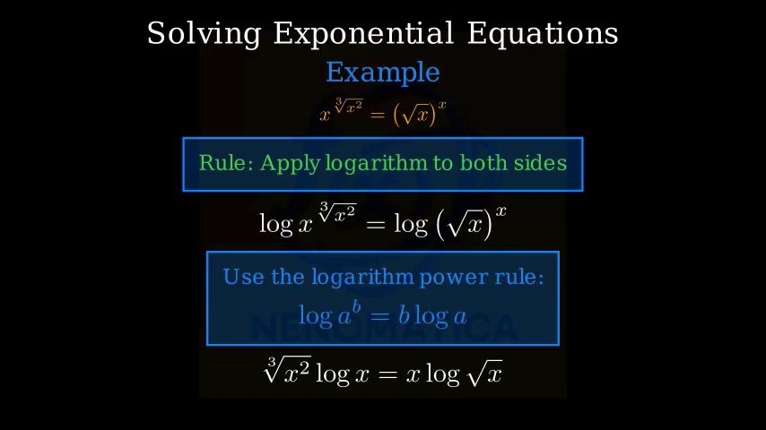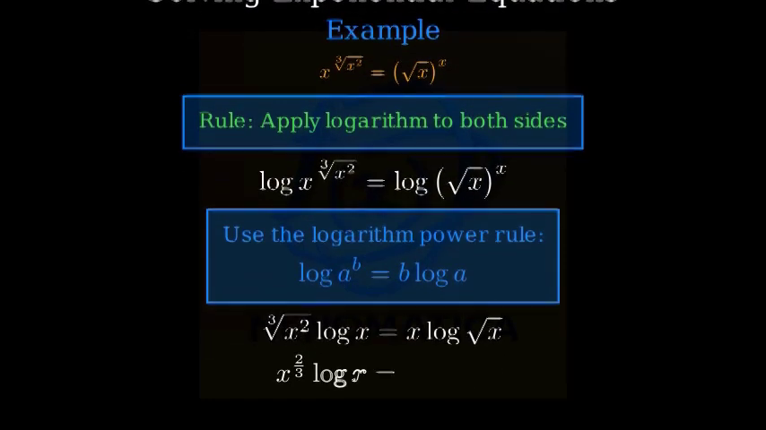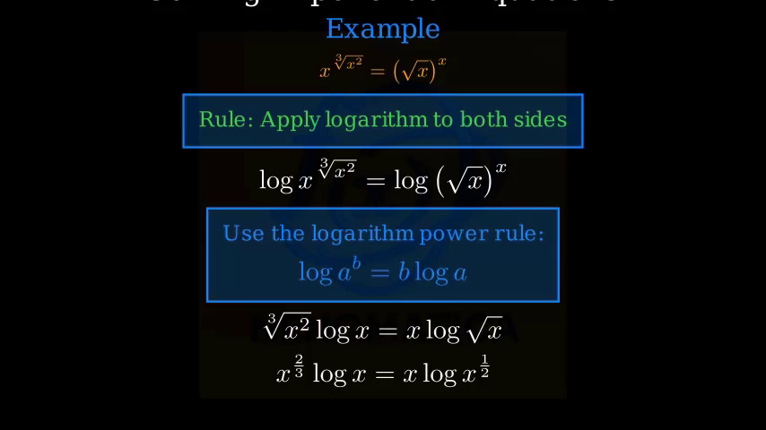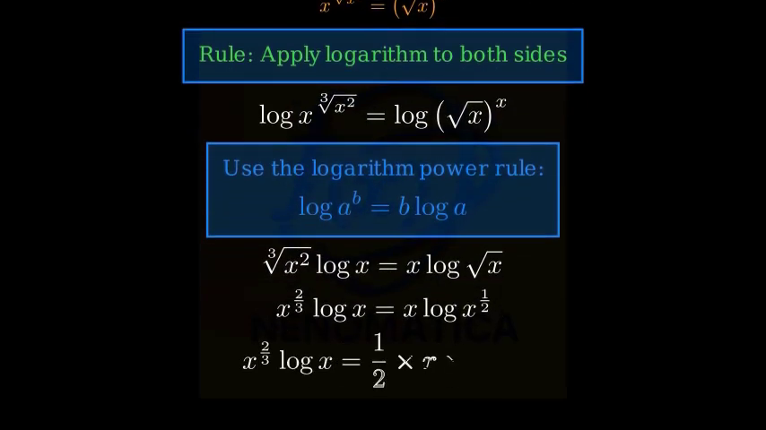Now, let's express the roots as fractional exponents to simplify our work. The cube root of x squared can be written as x to the power of 2/3, and the square root of x can be written as x to the power of 1/2. We can apply the logarithm power rule again to the right side of the equation. This gives us x to the power of 2/3 times log x equals 1/2 times x times log x.